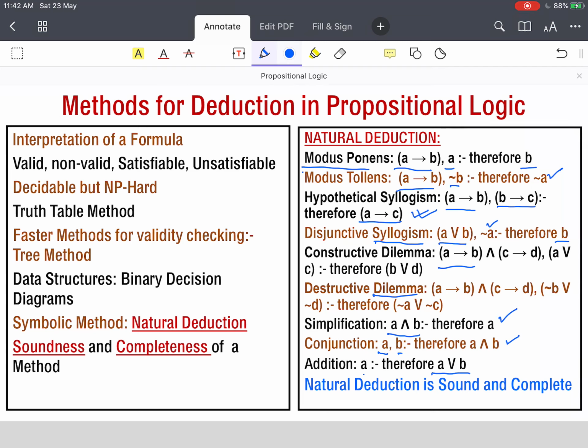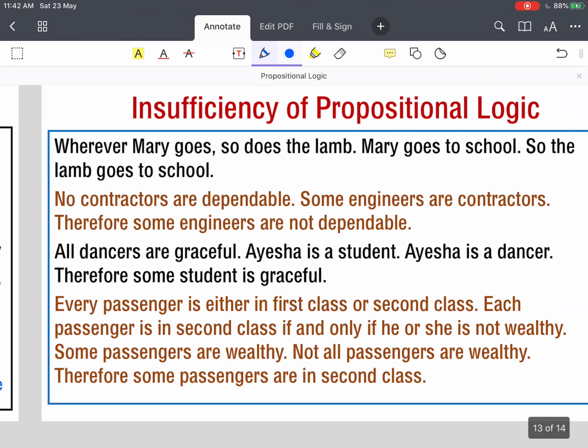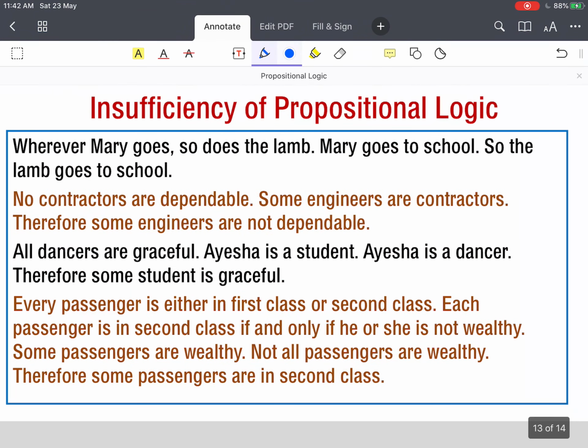And this natural deduction is sound and complete, which means that if something is proved by natural deduction in Boolean logic, then it is correctly proved. And complete means that if something can be proved, then it will be proved. So it has got both ways connection.